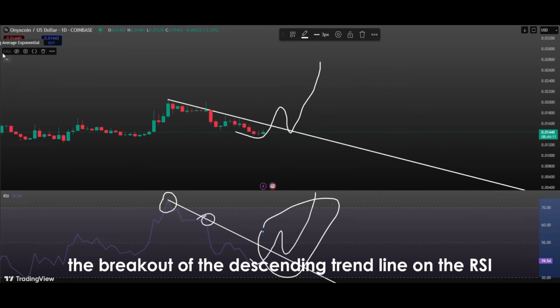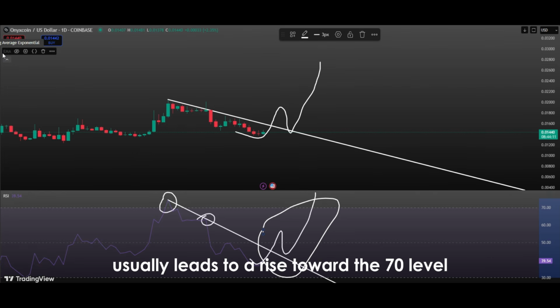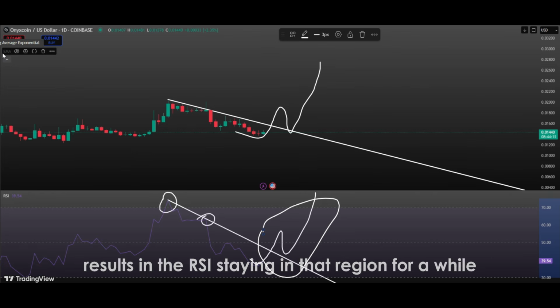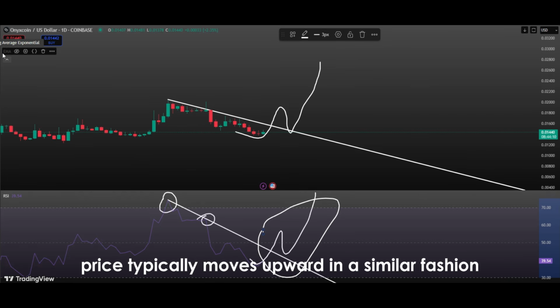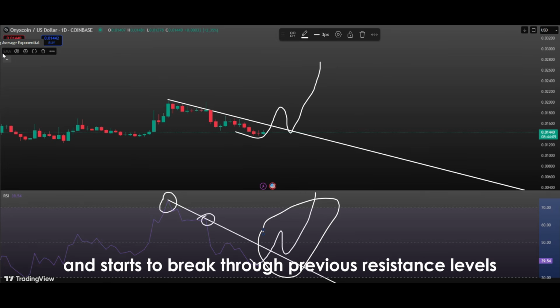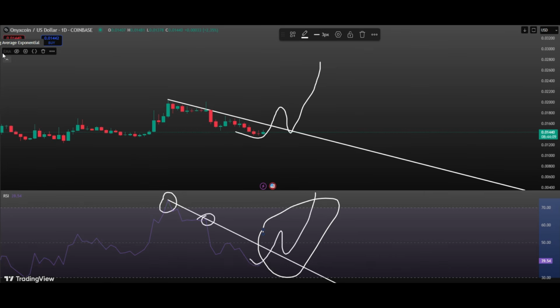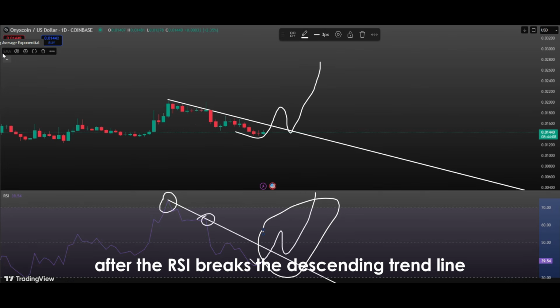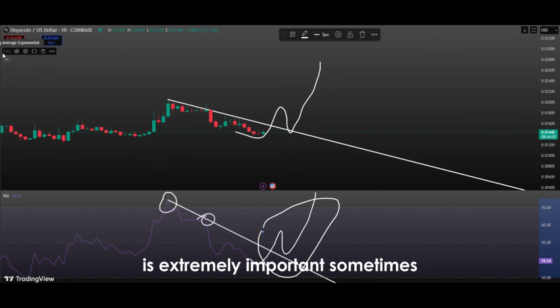The breakout of the descending trendline on the RSI usually leads to a rise toward the 70 level and often results in the RSI staying in that region for a while. During this time, price typically moves upward in a similar fashion and starts to break through previous resistance levels. Additionally, the retest movement that occurs after the RSI breaks a descending trendline is extremely important. Sometimes the RSI will return to test the trendline it just broke.